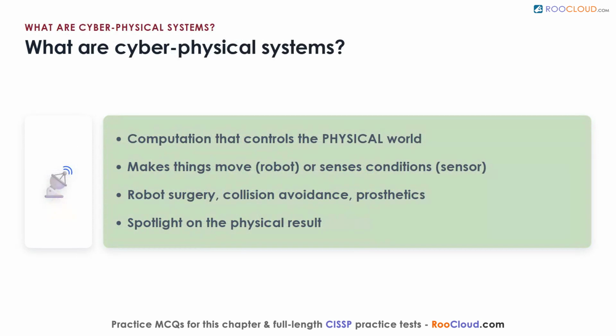What are cyber-physical systems? These are devices that use computation to control something in the real, physical world. If a device makes something move, it is acting like a robot. If it senses conditions like temperature or motion, it is acting like a sensor. Robotic surgery, collision avoidance in cars, and prosthetic limbs all fit here. The label puts the spotlight on the physical result, not the code behind it. That is why a breach here can cause real harm.